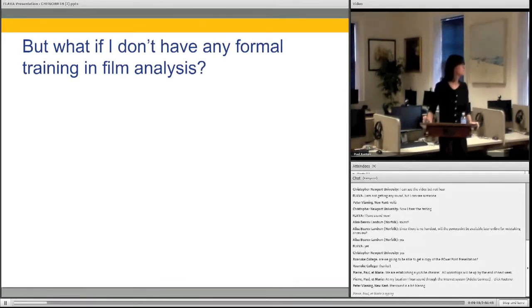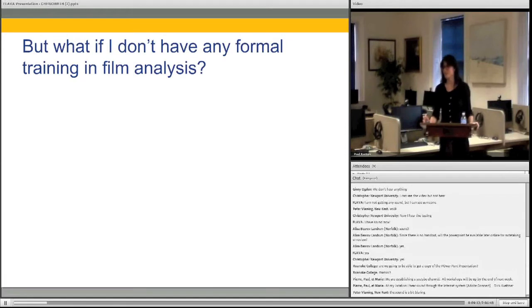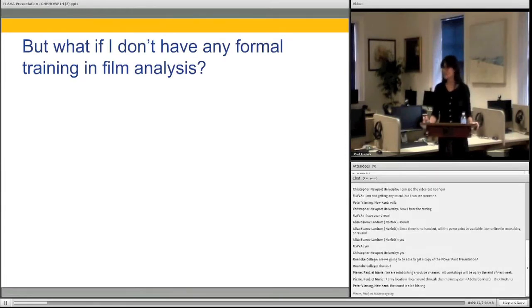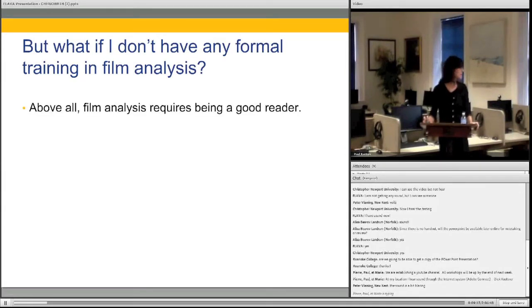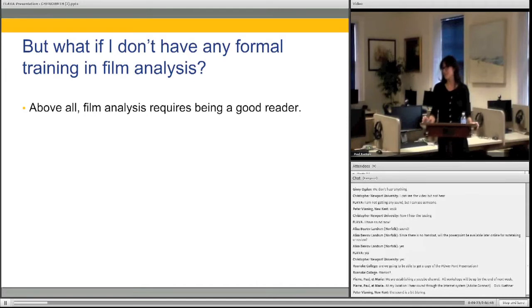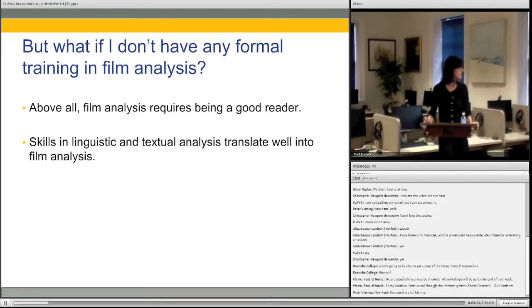What if I don't have any formal training in film analysis, which is a question I knew would be in my head if I were in the audience and were not myself. So I want to say that above all, doing good film analysis requires being a good reader. And we are readers, probably more than anything else, speakers and readers, and those skills will serve you very well. In fact, they are the most necessary skills.